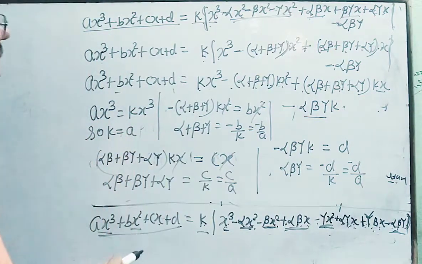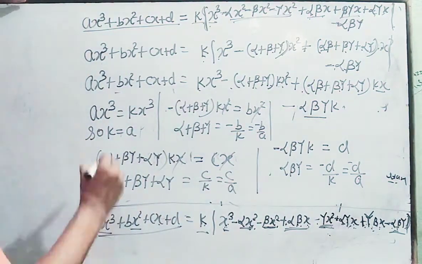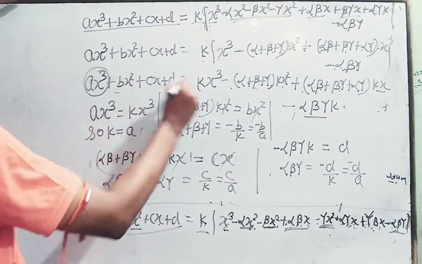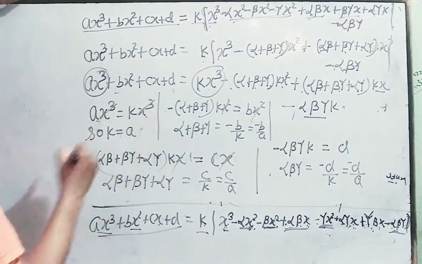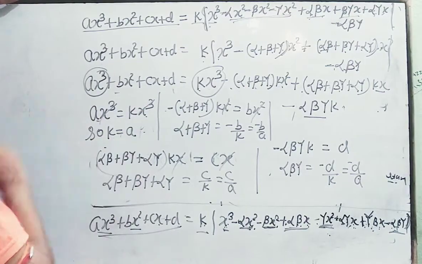Now compare between their degrees. Here is x cube and there is kx cube. So compare between them. So x cube cancels, then k is equal to a.